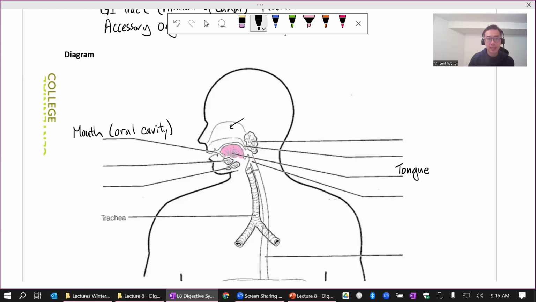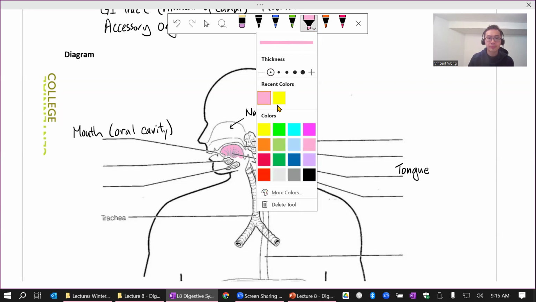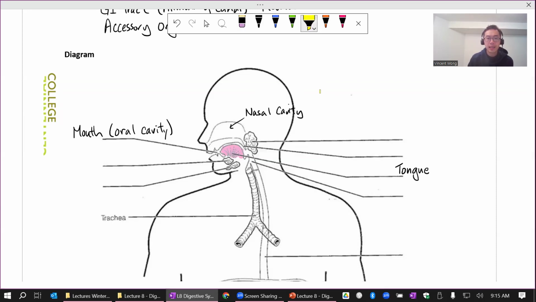This is the nasal cavity, in case you're wondering. Not part of the digestive system, of course, but the mouth and the nasal cavity are separated by the hard palate. And you have 3 pairs of salivary glands. Right? They secrete saliva for you, and those are accessory organs.